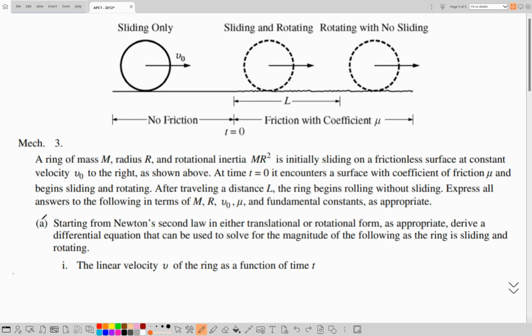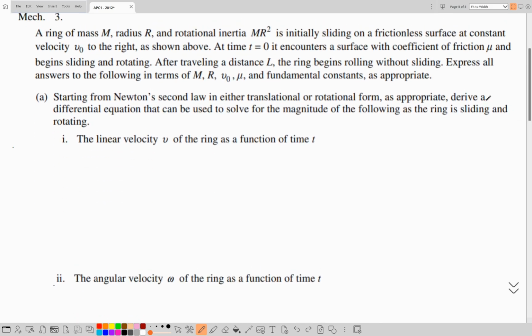Now in part A, what they're telling us is the following. Starting from Newton's second law in either translational or rotational form, as appropriate, derive a differential equation that can be used to solve for the magnitude of the following as the ring is sliding and rotating. So here we are in the regime where it's sliding and rotating. Mathematically they are not related. In part I, they're asking us to derive the differential equation for the linear velocity of the ring as a function of time.